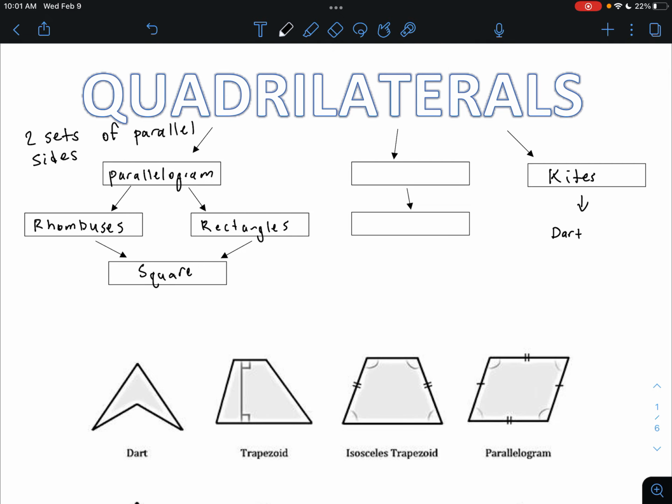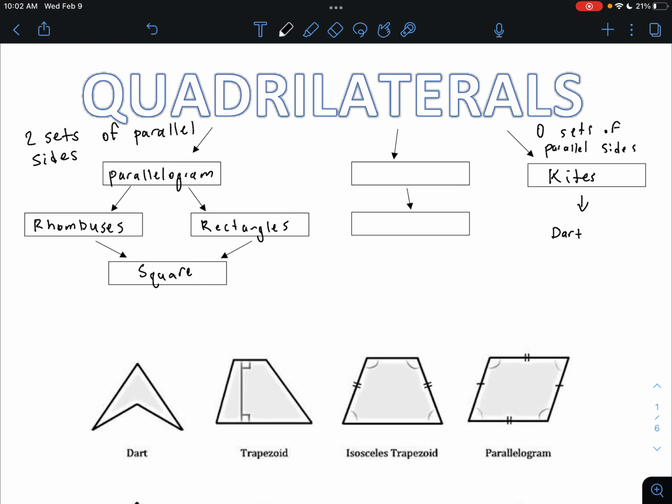And one thing that kites, and by extension darts, have is that they have no parallel sides. So 0 sets of parallel sides. That differentiates them from parallelograms, because parallelograms have 2 sets of parallel sides. Kites have none. We're going to talk about the differences in just a second. Once you have that copied down, go ahead and flip to the page on kites.